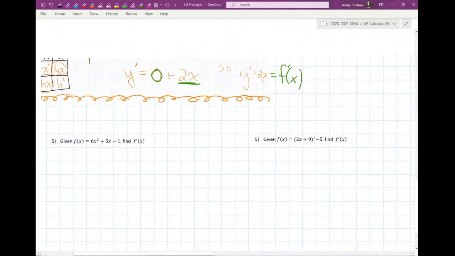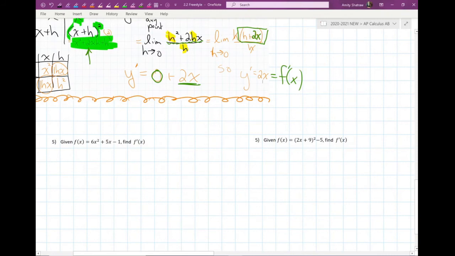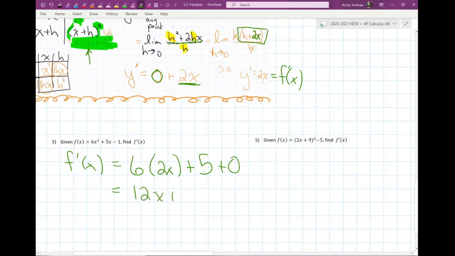So what then about finding more complicated derivatives? Well, for 6x squared, the derivative, f prime of x, should be 6 times that 2x, and then the derivative of 5x is 5, and the derivative of negative 1 is 0, and so my answer will be 12x plus 5.